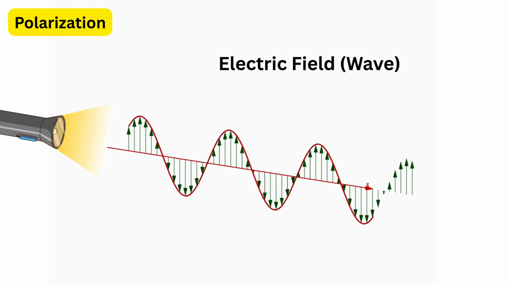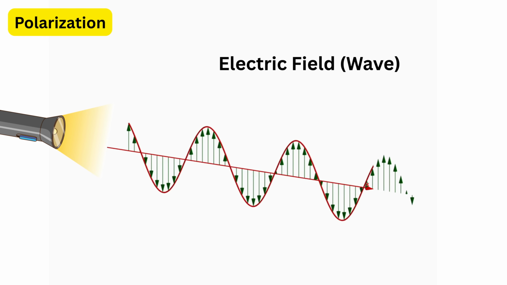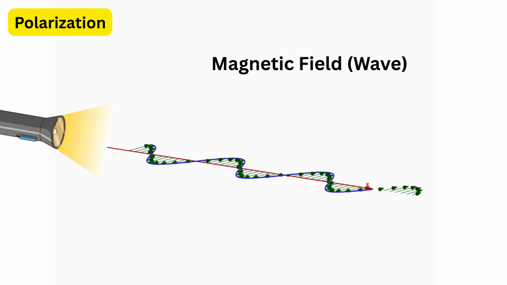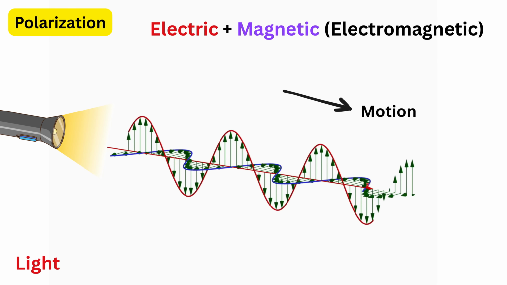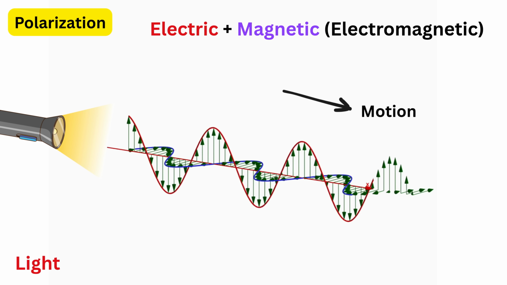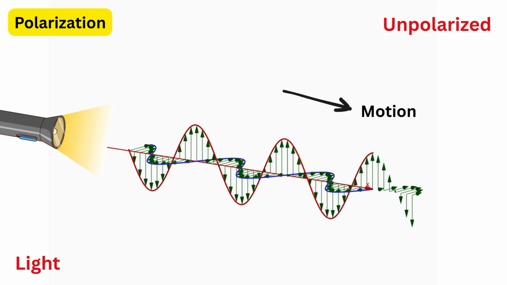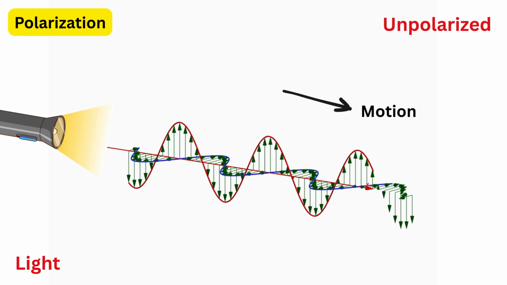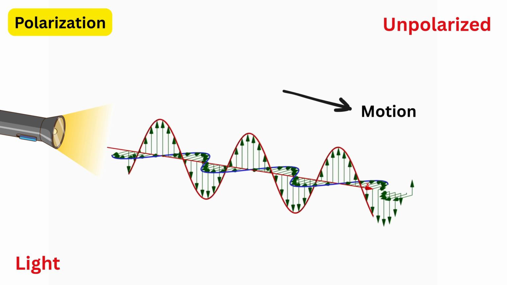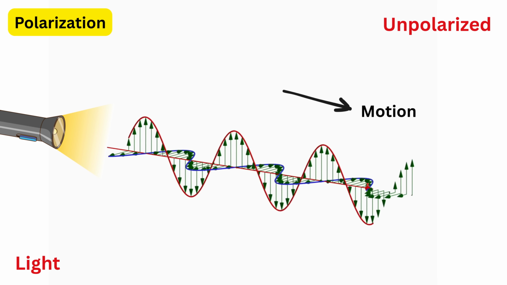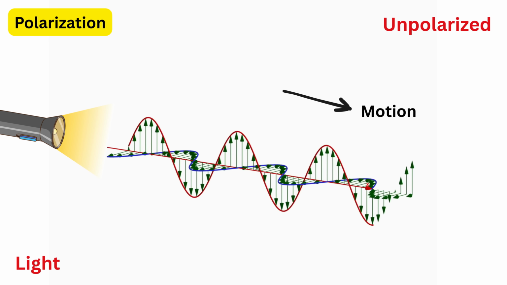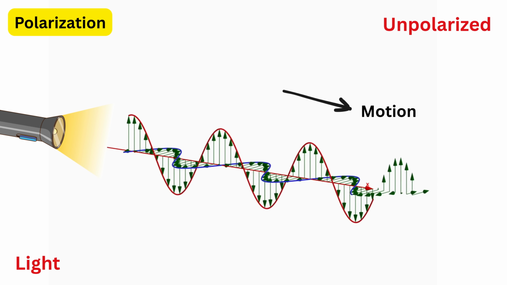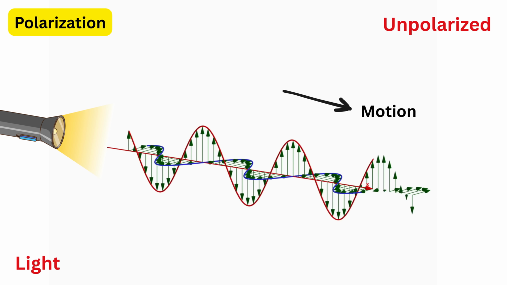Polarization. Normally, light waves, from the sun or a torch, being an electromagnetic wave, vibrate in all directions perpendicular to their path, making them unpolarized. This means if light is traveling forward, the vibrations happen side to side, up and down, and everything in between, like a rope being shaken.